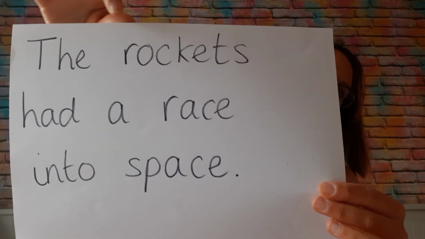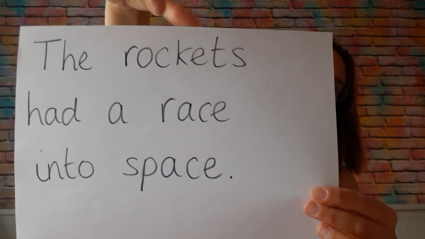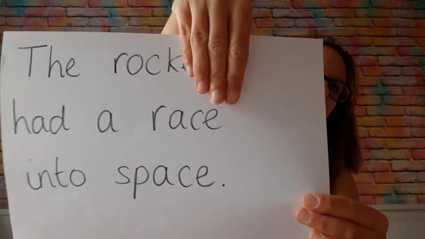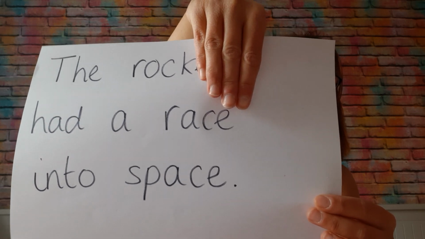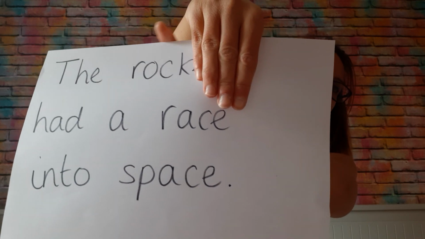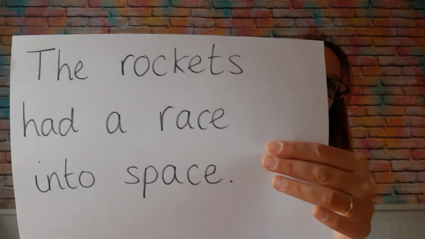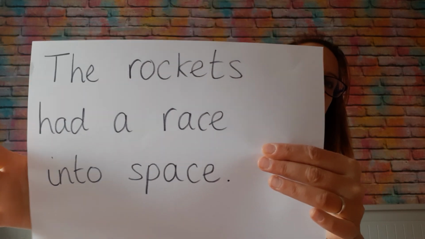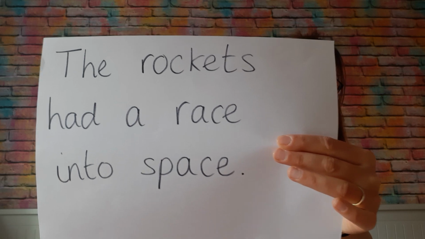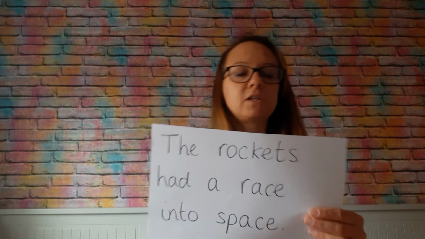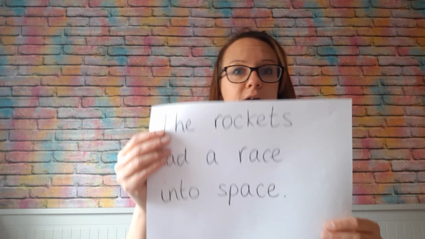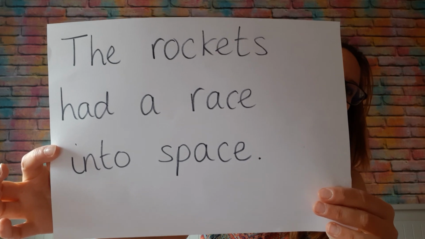And with a word like this where you've got quite a long word, you can actually break it up. So if I cross out that first bit, you can read that first bit there as rock, and then put that bit on, ets, rockets. The rockets had a race into space. Okay, so for longer words, a good strategy is to break that word up and read it in parts, in syllables. The rockets had a race into space.